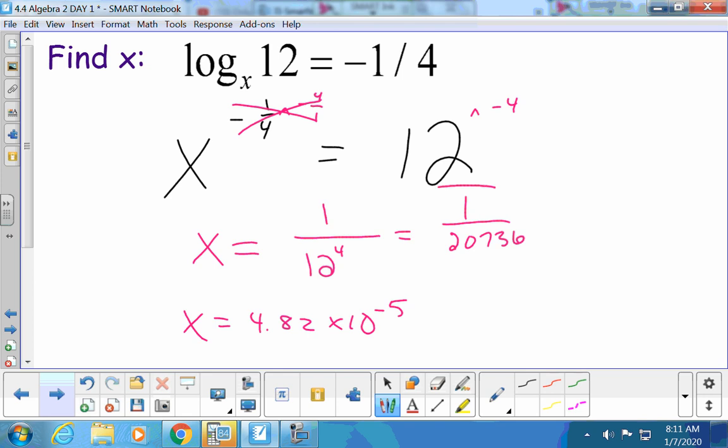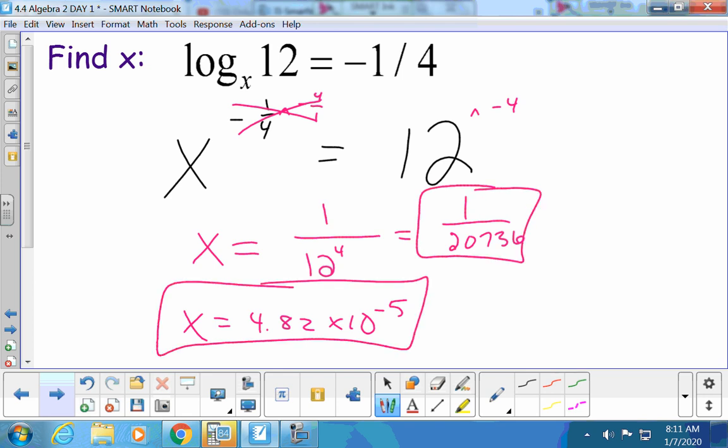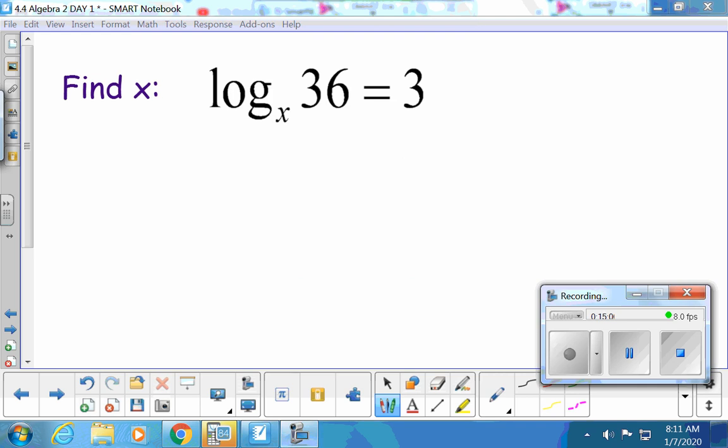20736. So this answer would probably be fine. I think that was a good one. Another one very, very similar. It's the base that we're missing, so let's put ourselves in the exponential form.